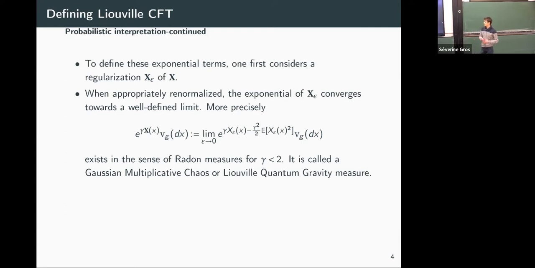So this exponential of gamma X will be a random measure. And it's called a Gaussian multiplicative chaos or Liouville continuum gravity measure. It depends on who you're talking with.